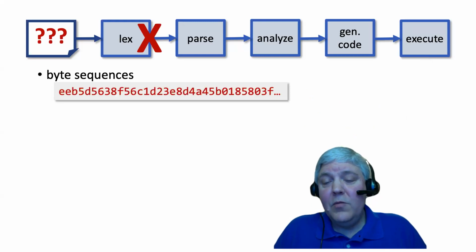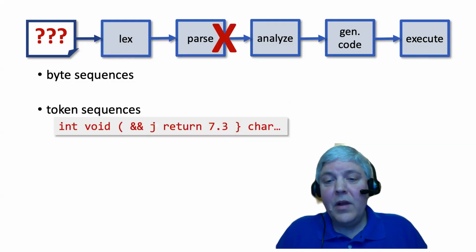Well, one thing we could do, we could start by just generating random byte sequences. This is not very good because most random byte sequences don't look anything like programs, and so we're not going to get very far through our pipeline. All right, so we can improve this. We can try to generate token sequences, things that we know are in the language that we're testing. This gets us a little further down our pipeline, but these things still don't look very much like programs. We're not going to get past the parser.